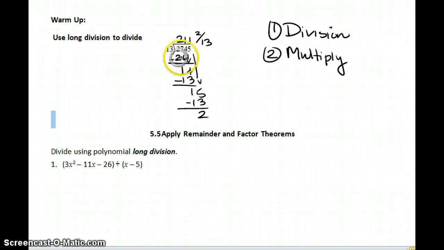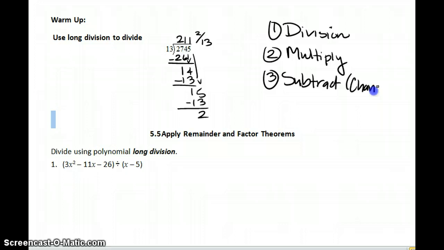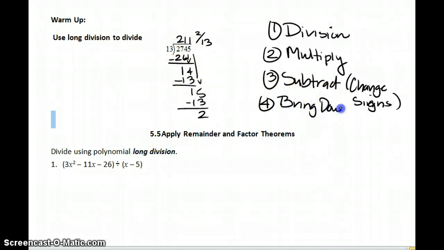And then, after we multiplied and got this 26, we had a positive 26, but we subtracted, which means we change signs. And then fourthly, we had this 26, we subtracted and we got a 1, and then we brought down. So next we bring down. And then if we need to, we could repeat if necessary. If you want to, you can put if necessary in there. I won't, because I'm running out of space right there.